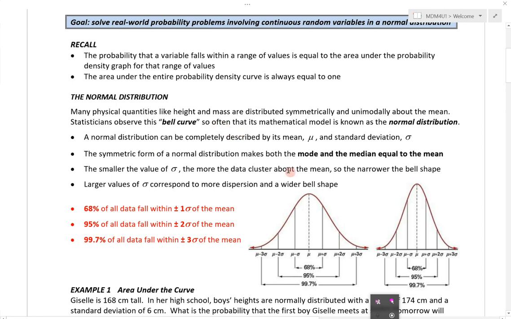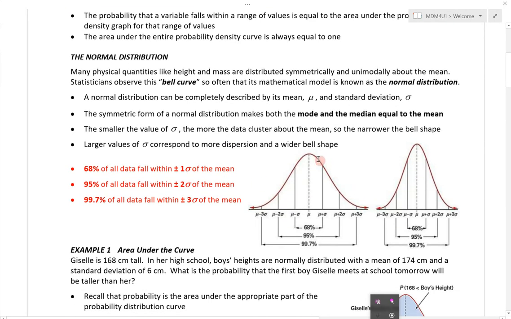It's all normally distributed. Now, the normal distribution can be completely described by its mean value, mu, and its standard deviation, sigma. The symmetric form of the normal distribution makes both the mode and the median equal to the mean. The smaller the value of sigma, the more the data cluster around the mean value, as you see on this graph, so you have a narrower bell-shaped curve. If you have a larger value of sigma, then your values are more spread out from the mean value, so you have a wider bell-shaped curve.